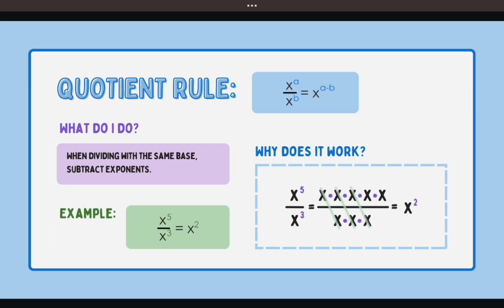Quotient rule. When dividing with the same base, subtract the exponents. For example, x to the power of 5 divided by x to the power of 3. These have the same base. The base is x. So we just subtract the exponents. So the answer is x to the power of 2.